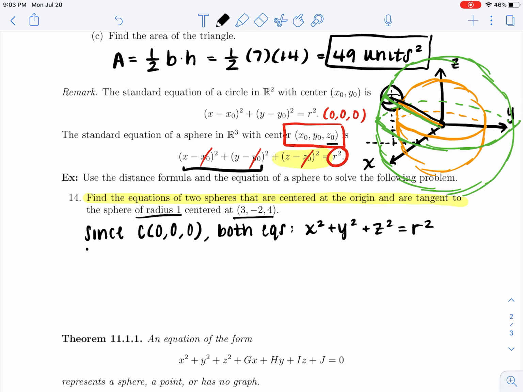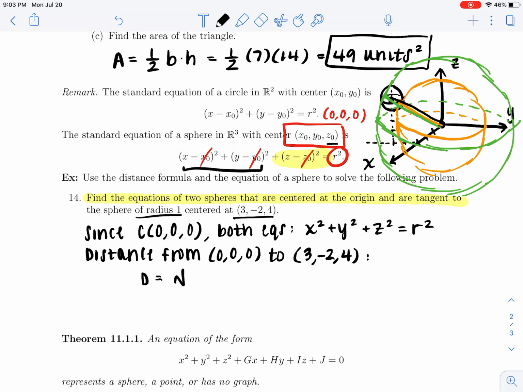So what I'm going to do is find the distance from the origin to the center of the black sphere, which is (3, -2, 4). So that distance, which I'll denote by d, is going to be the square root of (0 minus 3) squared plus (0 plus 2) squared plus (0 minus 4) squared.